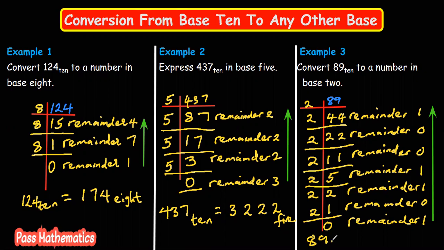89, which is in base 10, is equal to 1, 0, 1, 1, 0, 0, 1 in base 2. How many ones? Let's not make a mistake. You can see.